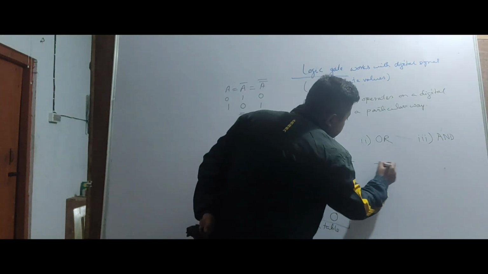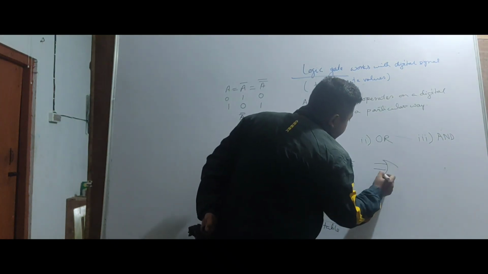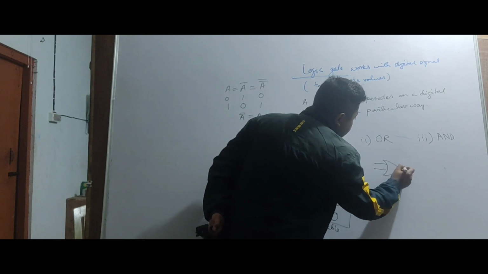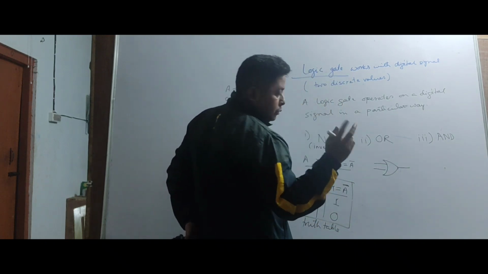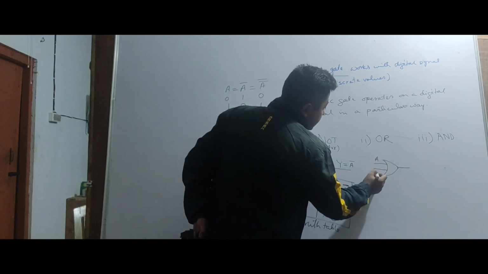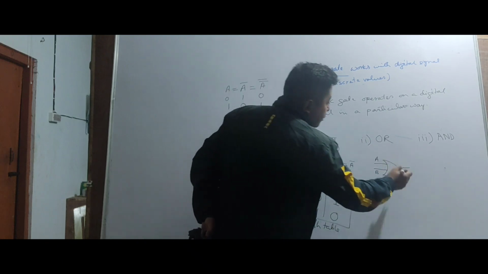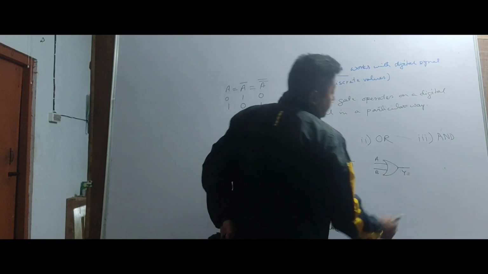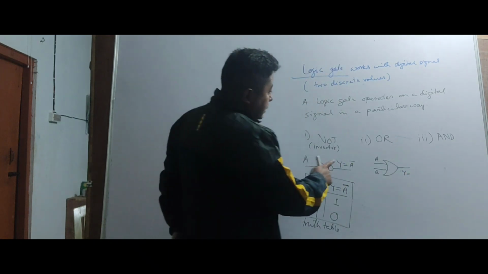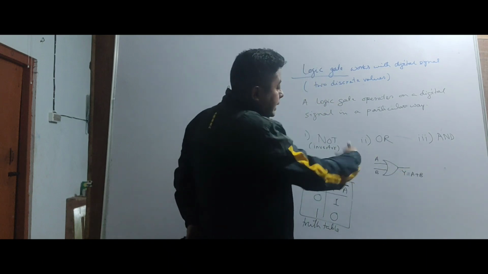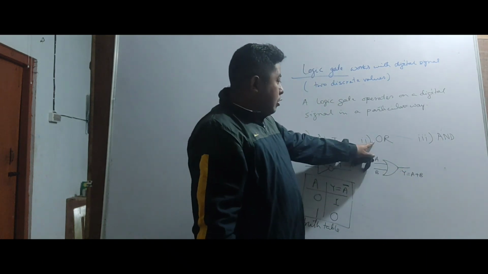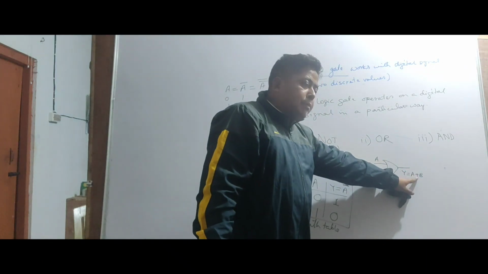Or, the symbol is this. This is the symbol for OR logic. Here you have 2 inputs. This is one input, that is another input, and there will be only a single output. That output we denote by this. This plus means logical operation. OR operation is denoted by plus sign.